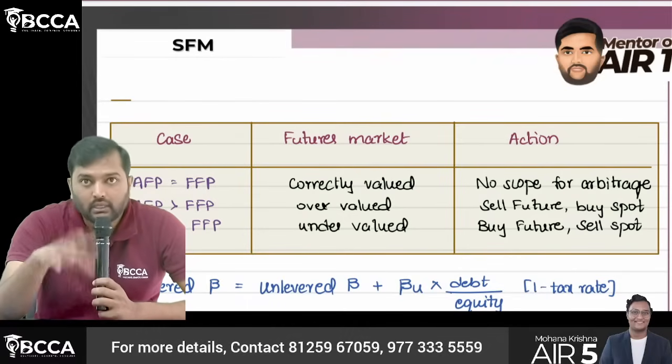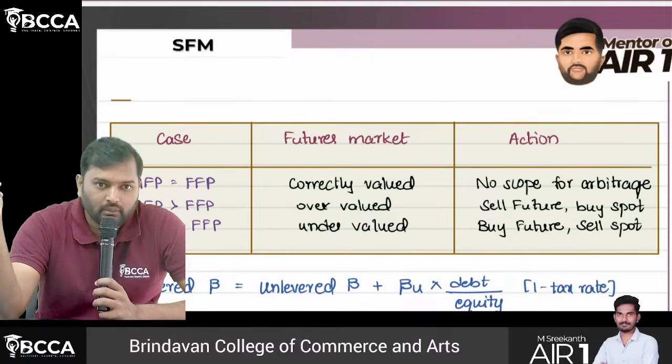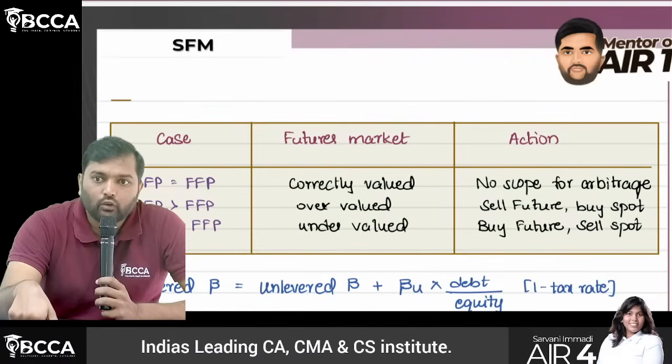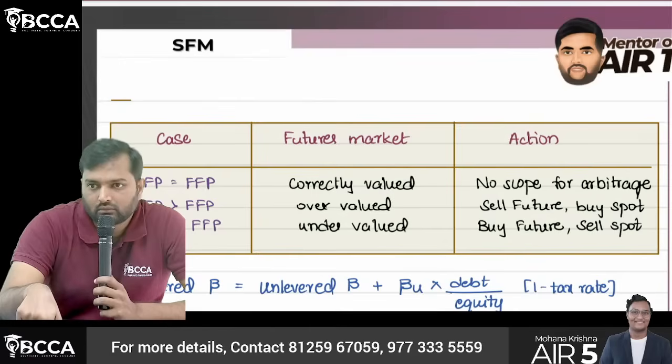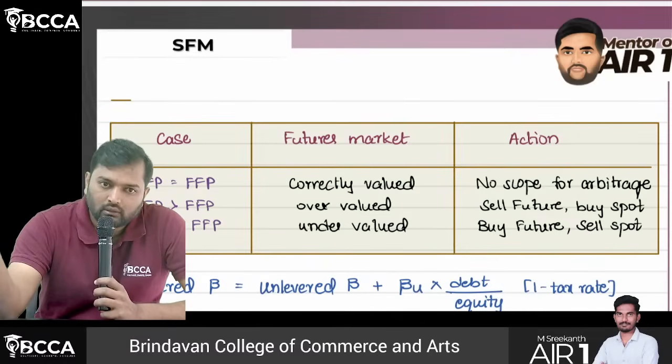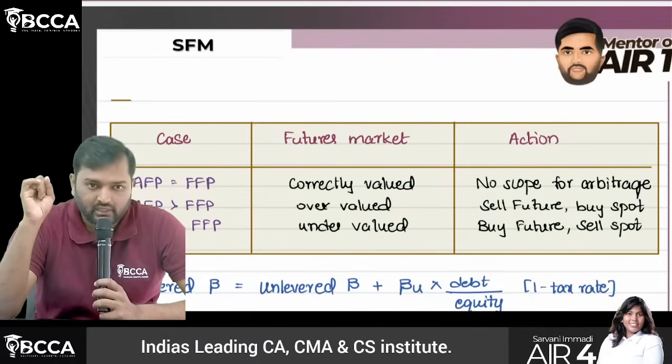Okay, it is undervalued. So future what? Buy. In future buy means spot sell. Spot, how can I sell? I will go for short selling. Short selling means I will borrow the share from the broker and I will sell in the market. And in the future, I will buy and give back the share to the broker. So this is the course of action.